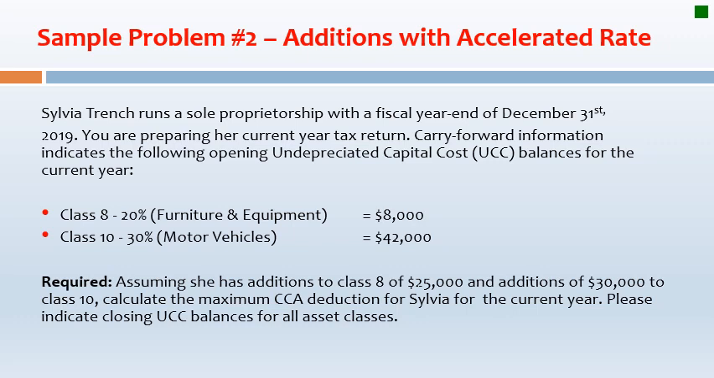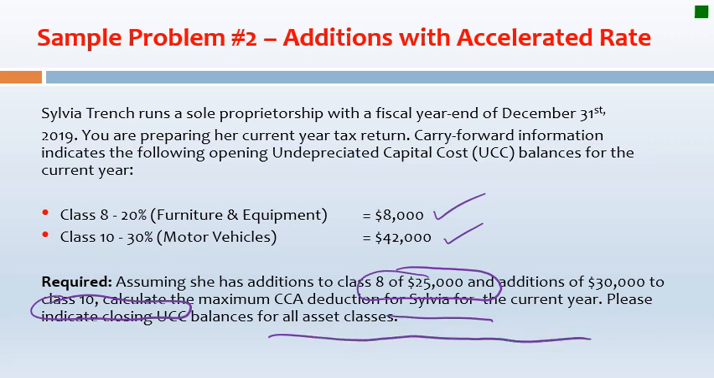We've got Class 8 with an 8 grand opening balance, and we've got Class 10 with a 42 grand opening balance. Now the required is, let's assume she has had additions to Class 8 of $25,000 and additions to Class 10 of $30,000. We need to figure out the maximum CCA deduction, and we need to indicate the closing UCC balances for all the asset classes. No problem, let's do it.